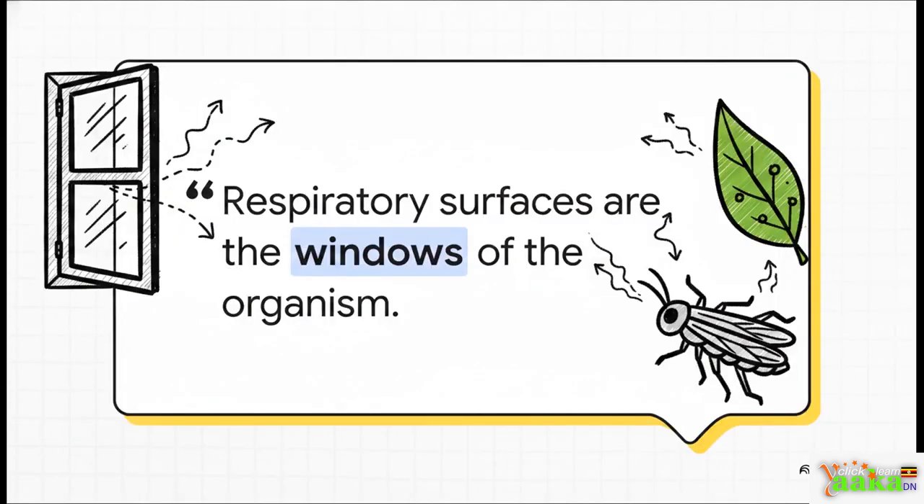I really love this quote because it illustrates the concept perfectly. Think of a classroom window. A window allows fresh air to blow in and lets that stale, hot air circulate out. In biology, respiratory surfaces are basically the windows of the organism. Whether it's the surface of a leaf or the side of an insect's body, these are the designated entry and exit points for the gases of life.